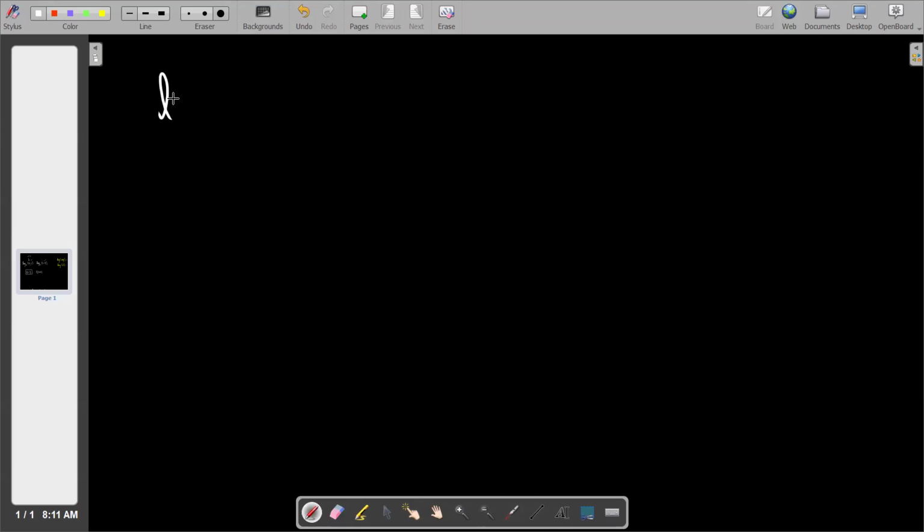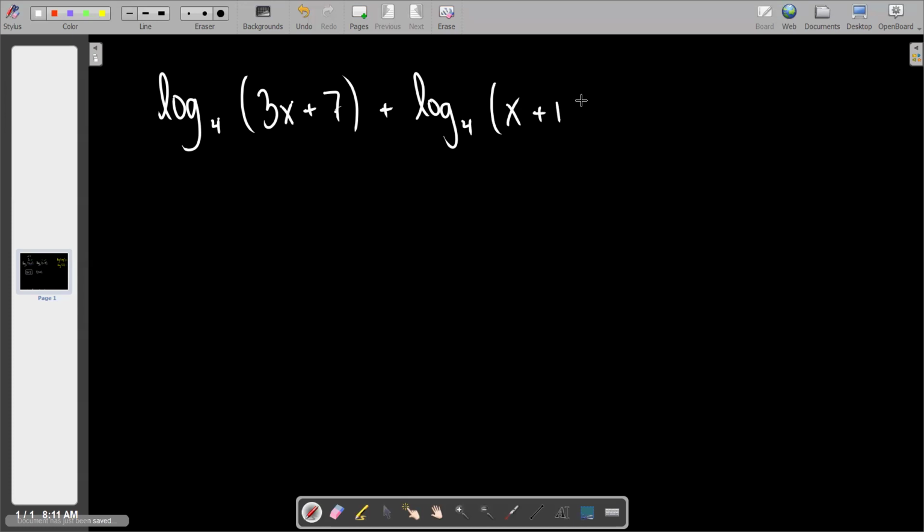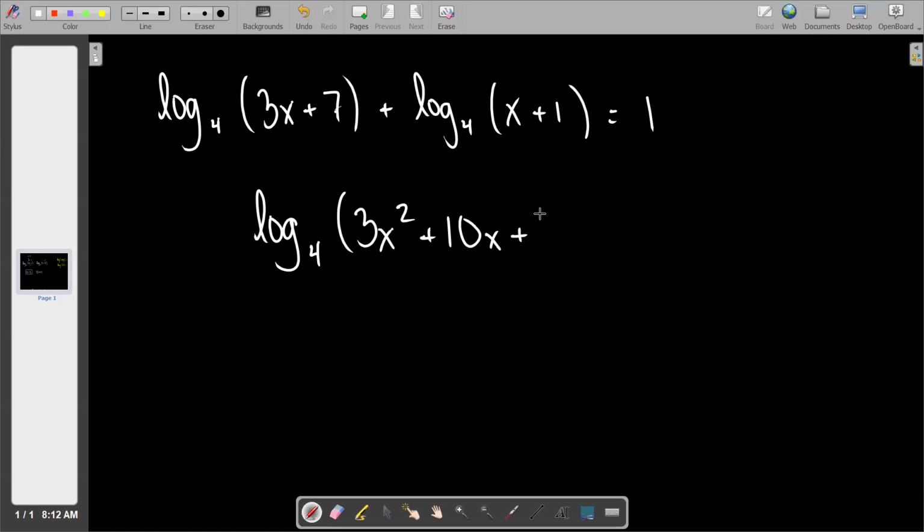Log base 4 of 3x plus 7 plus log base 4 of x plus 1 equals 1. Step 1, condense. And will we condense with times or divide? Times. So it's going to become log base 4 of 3x squared plus 10x plus 7.